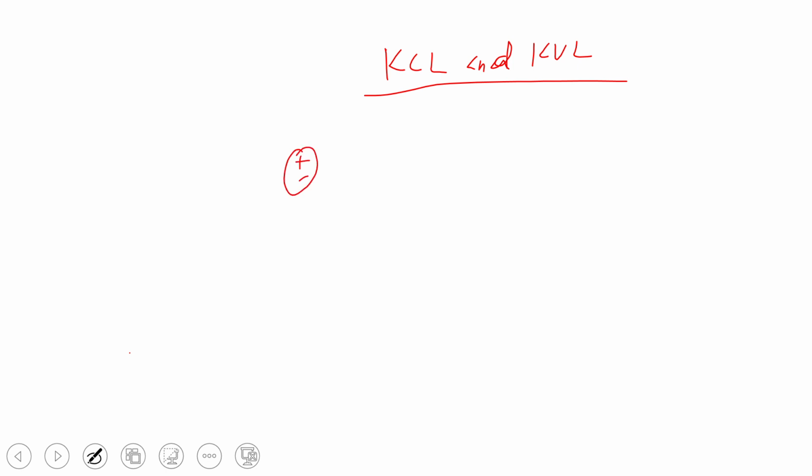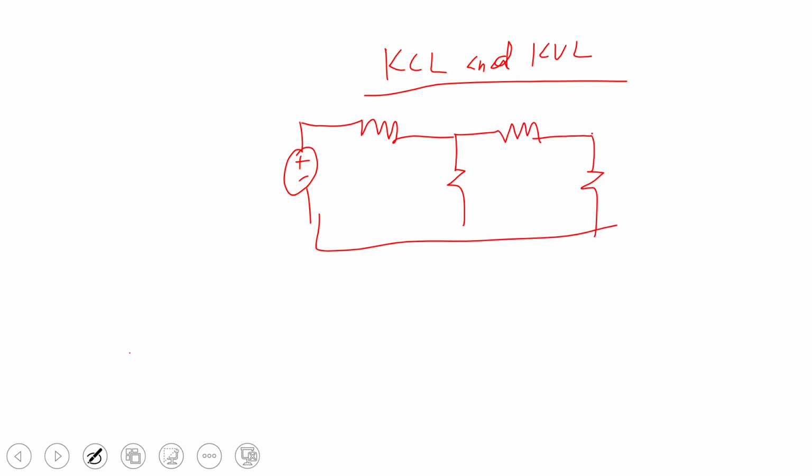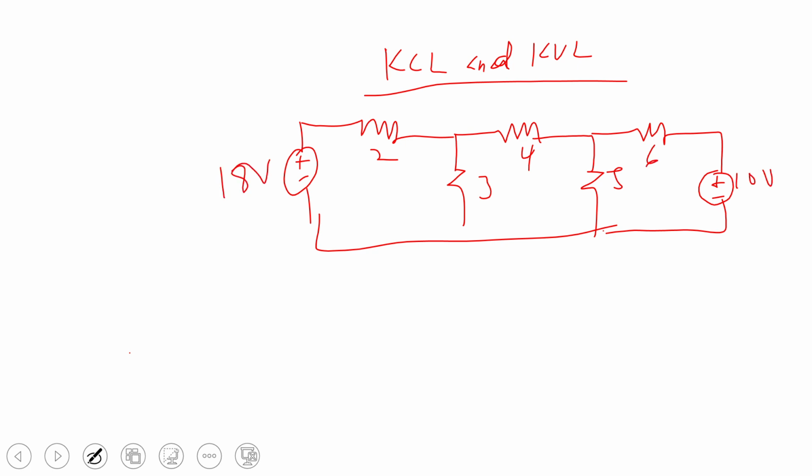But first of all, let's look at how current flows within a circuit. Most people always get confused, especially about how current moves within a certain circuit. So let's say this is 2, 3, 4, 5, 6, 10 volts, 18 volts. One thing we all know is that current leaves the positive direction and goes around and makes sure that it comes back to where it started from.